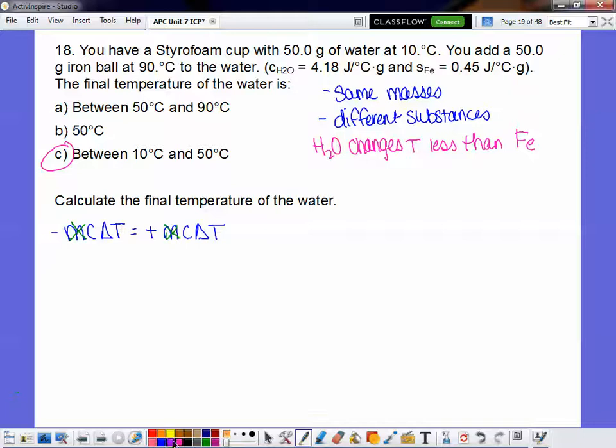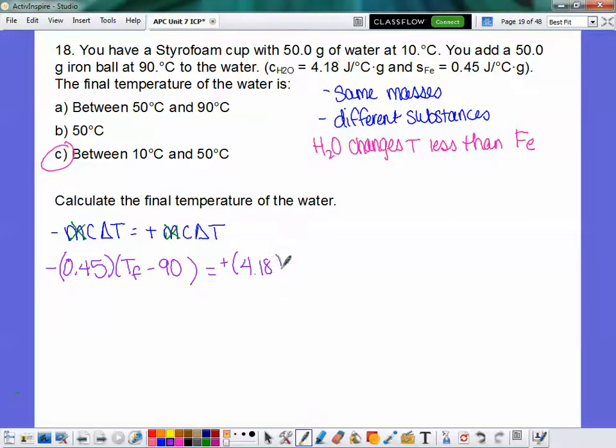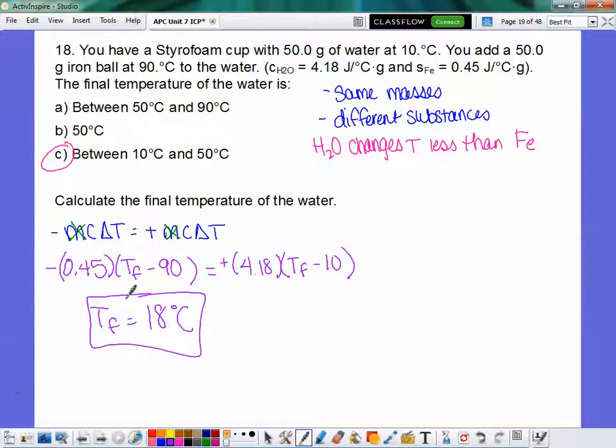Okay, so you've had time to calculate this. We got rid of the mass, so negative 0.45. I'm just going to set up the original part of the problem. Equals positive 4.18, and then we'll get the final answer up on the board. What is our final temperature? 18 degrees Celsius. Wow, okay, 18 degrees Celsius. All right, questions on that?